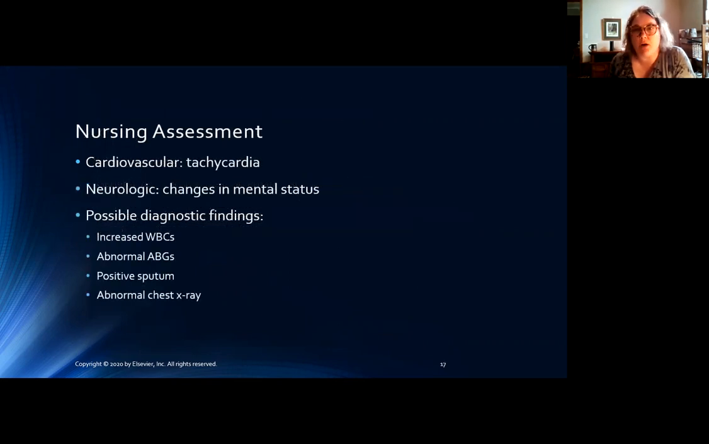We're going to be taking a look at that heart rate. What is our heart rate? Is it tachy or normal? Neurologic changes in mental status. Here's where I want to make a very important point.